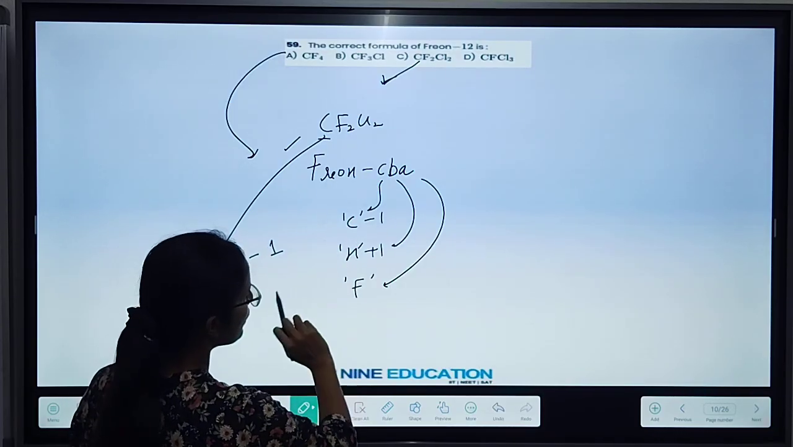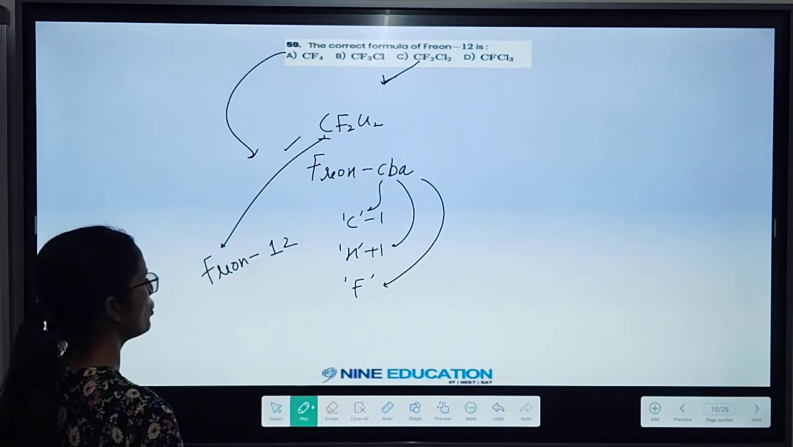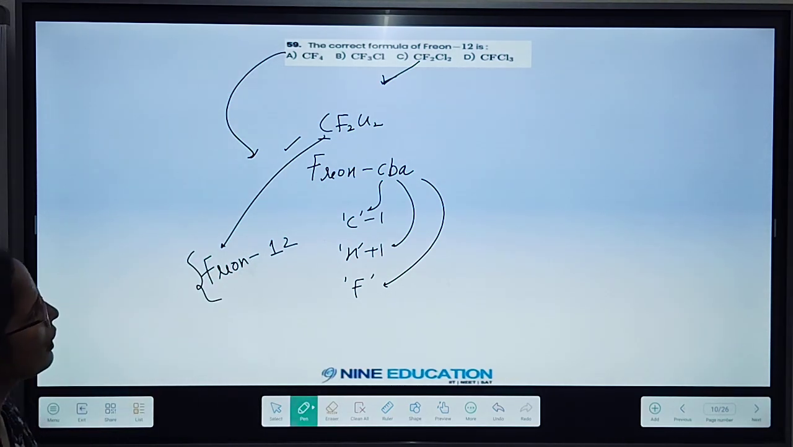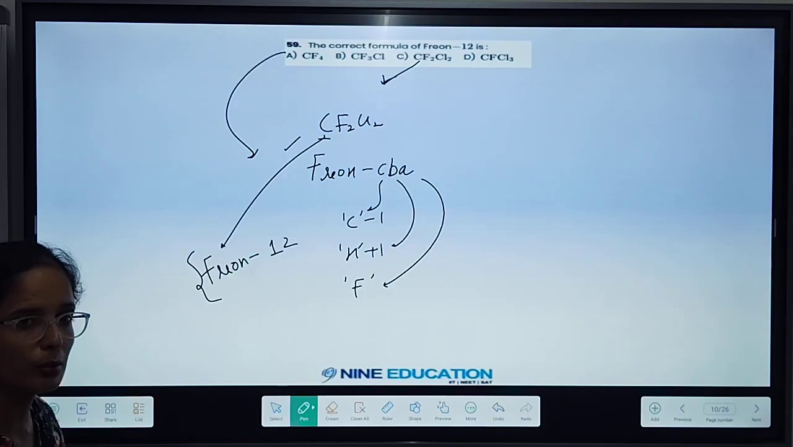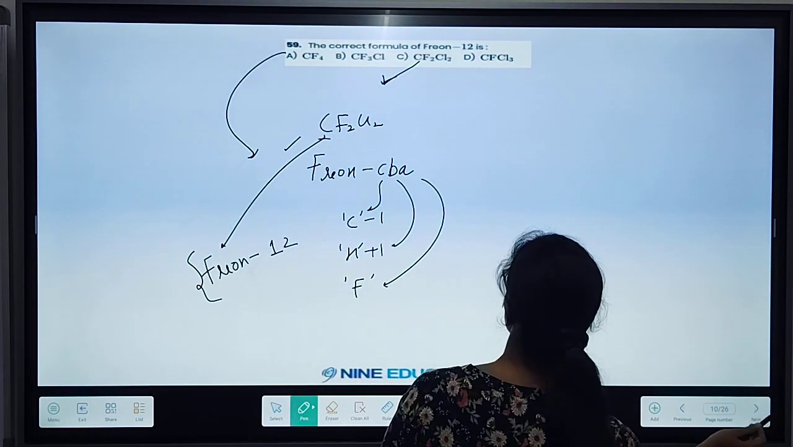How many fluorines are there? 2 fluorines are there, right? So I'll have A value 2. So it can be written as Freon 12. So option C is the only correct answer. If you write it for others, it won't be Freon 12. So the correct option will be C.